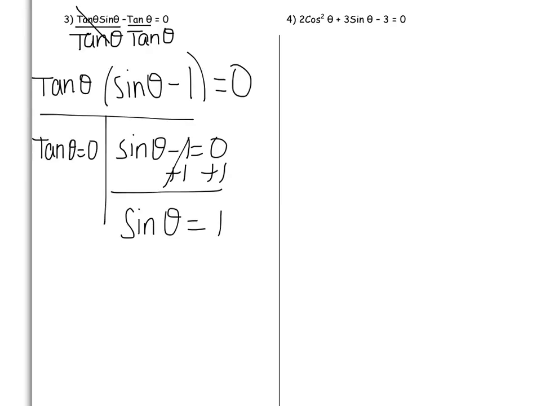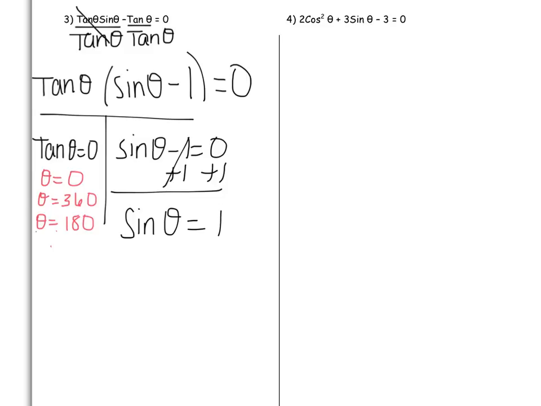And how would I find all of my values? Well, we need a unit circle again. So tangent of theta is equal to 0. Fine. Where on the unit circle, when I divide y over x, or sine over cosine, do I get 0? You should be telling me 0, 360, and 180. So there are 3 values here for tangent.